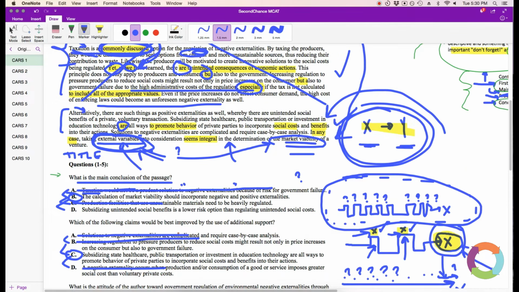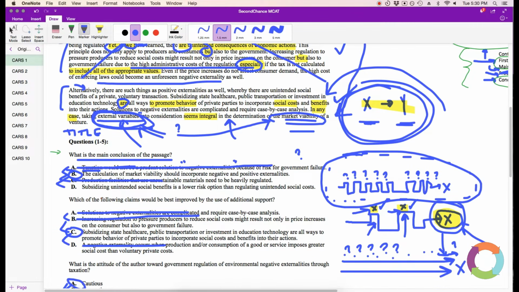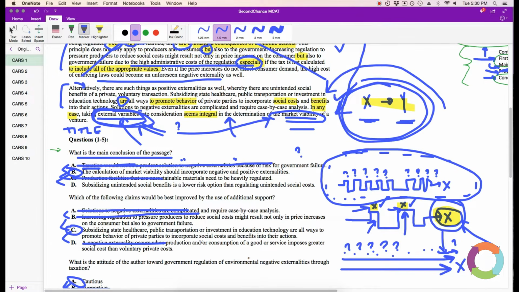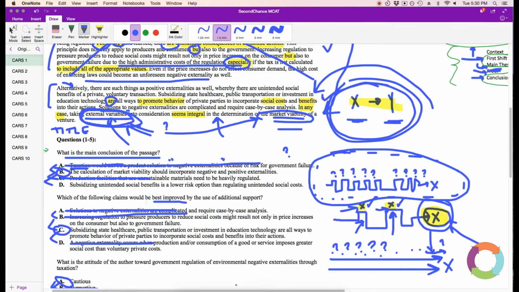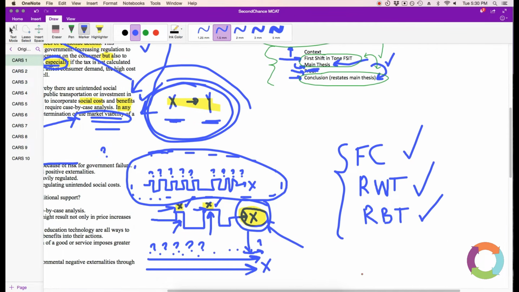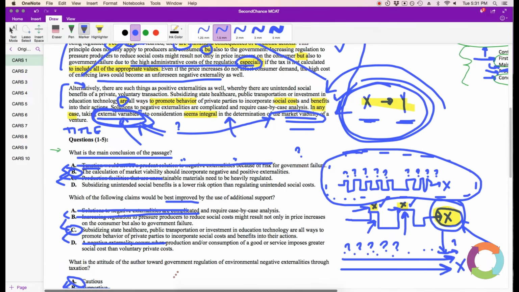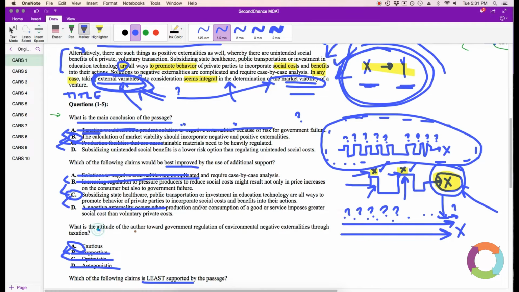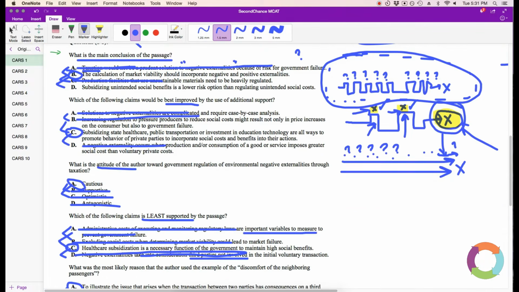So in terms of that, this one is definitely foundations of comprehension. Which of the following claims would be best improved by the use of additional support? Again, that's being best improved. That's being able to understand within the text. How would you improve the author's argument? That's reasoning within the text. What is the attitude of the author? That's definitely foundations of comprehension. Did you pretty much get what the point was in the first place?